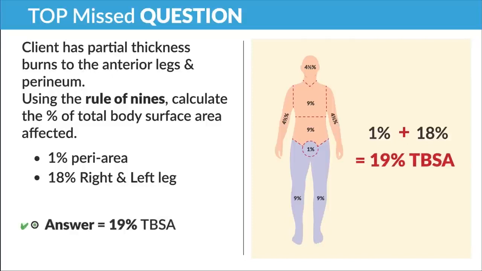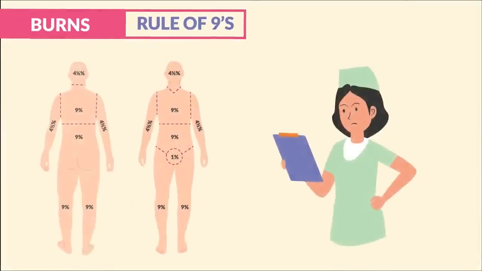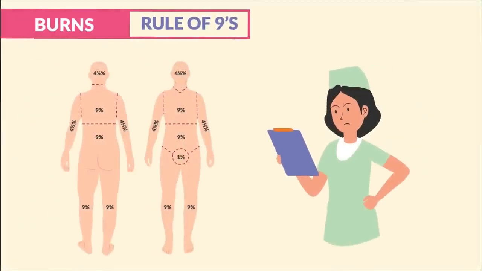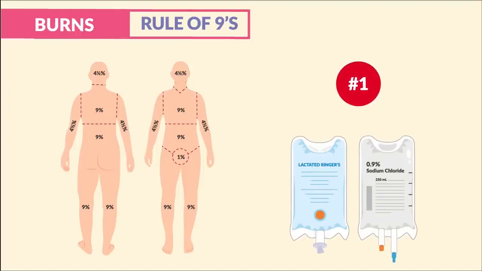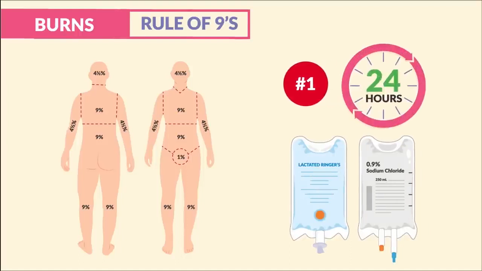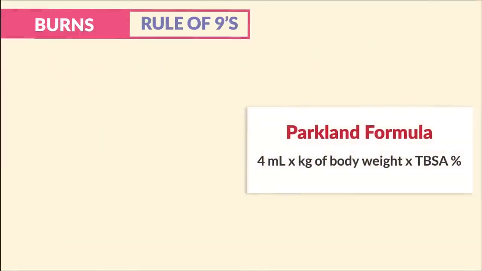So the answer is 18 plus 1 is 19%. Now, once the total body surface area is calculated, then the volume needed for emergency fluid resuscitation within the first 24 hours can be calculated using the Parkland formula.